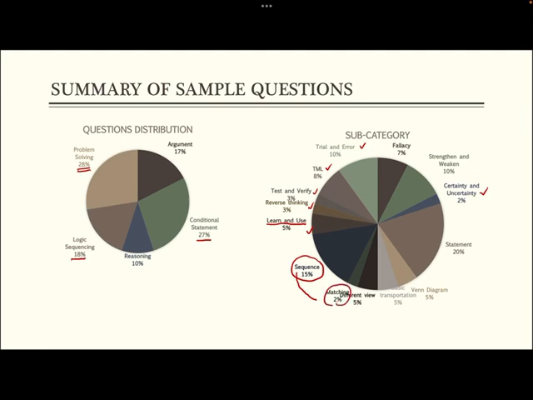Matching problem is a little bit different from sequencing, in that they only give us two groups of subjects. We need to use the information to match them together.